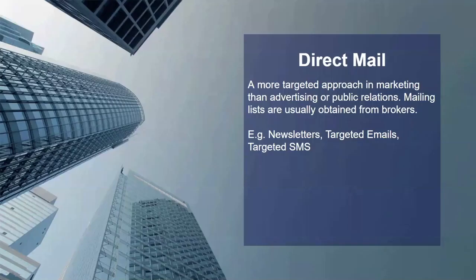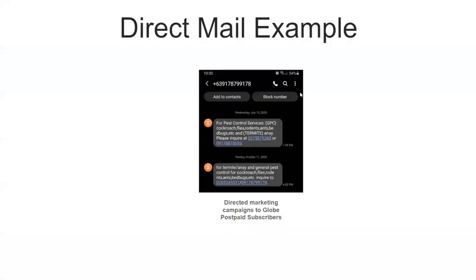The next marketing communication tool is direct mail. This is pretty straightforward. It's a more targeted approach in marketing where mailing lists are used to send marketing emails like newsletters, release notes, and the like. This example is an SMS I received in my own Globe postpaid number. It's an ad for pest control. In this case, Globe is the mailing list broker and Globe postpaid subscribers are the targeted customers. In addition, Globe has data on user profiles, so advertisers can even choose the profile that they want to target. It's similar for other mailing list brokers.